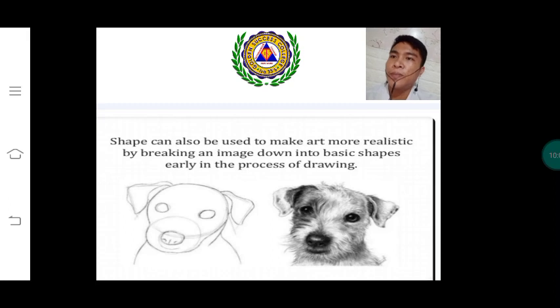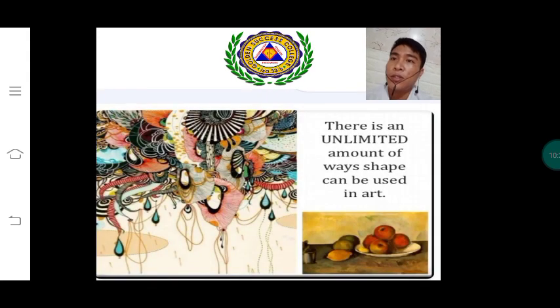Next, shape can also be used to make art more realistic by breaking an image down into basic shapes early in the process of drawing. This is an example of how shape can be used to make art realistic, guys. Next, there is an unlimited number of ways shape can be used in art. We have so many choices, guys, so it is called unlimited.